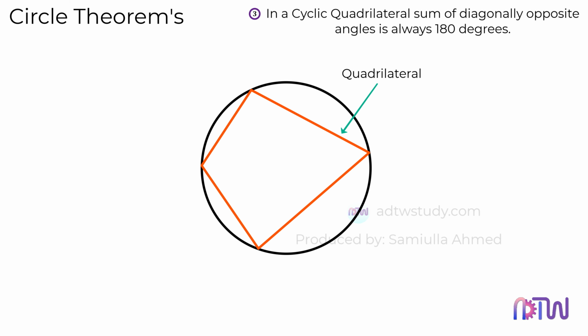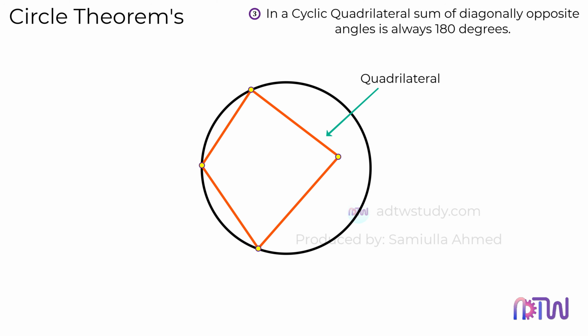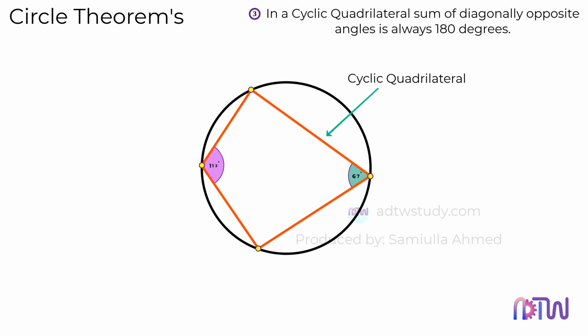A quadrilateral is called a cyclic quadrilateral if all four of its corner points lie on the circumference of a circle. If even one of its corners is not on the circumference, it is not considered a cyclic quadrilateral. According to this theorem, if you have a cyclic quadrilateral, the sum of any two opposite angles will always be 180 degrees. For example, if we look at these two opposite angles, their sum will always be 180 degrees.